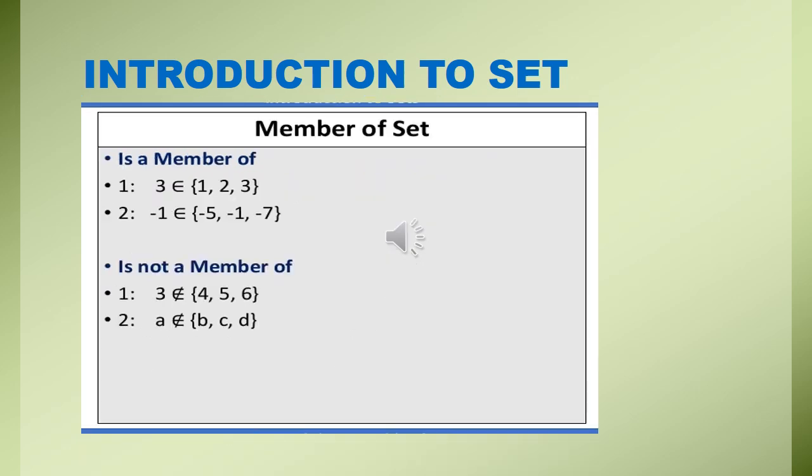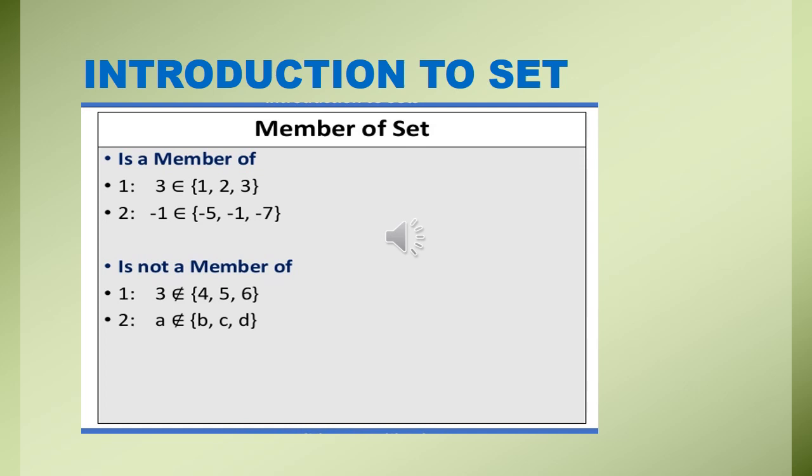Dear students, as I already told you, we use the symbol epsilon for denoting a member of a set. Suppose a set is given, and all of you know that we write a set within a curly bracket and separate all elements using commas. So in a set we have elements 1, 2, 3, and they are saying 3 is a member of this set. Then you write 3 and use the symbol epsilon, and this shows 3 is a member of this set.